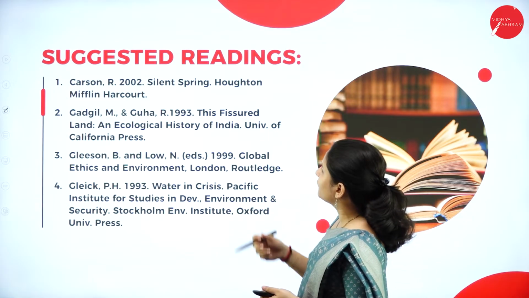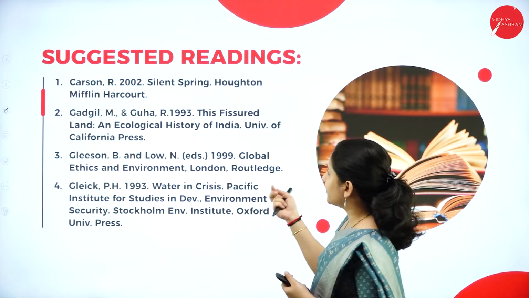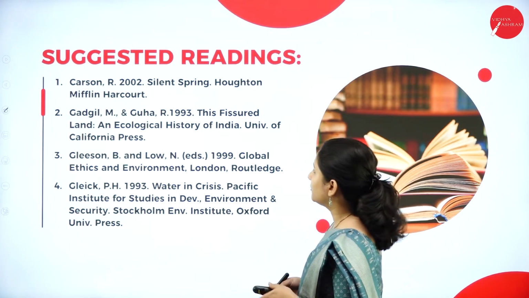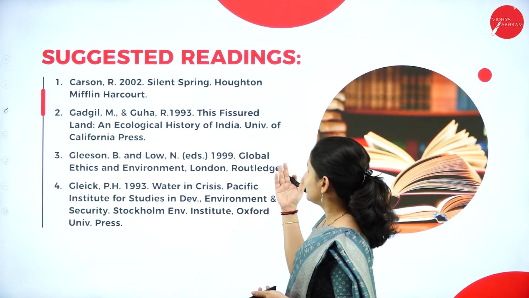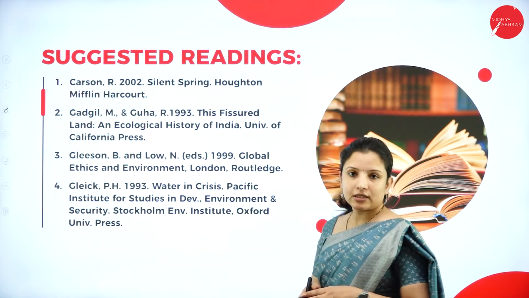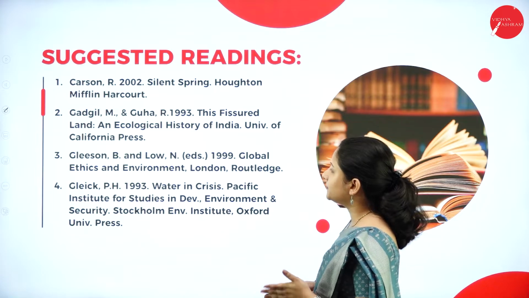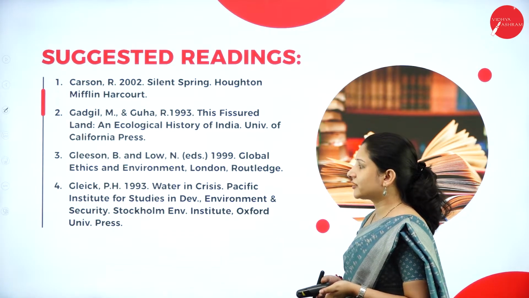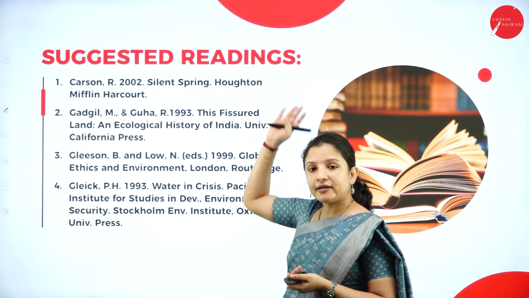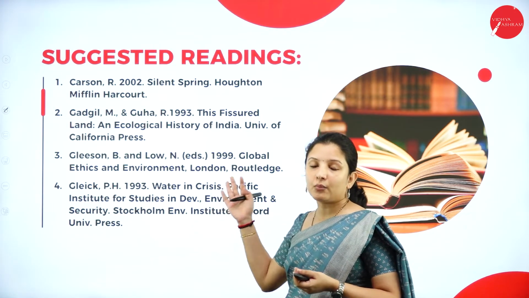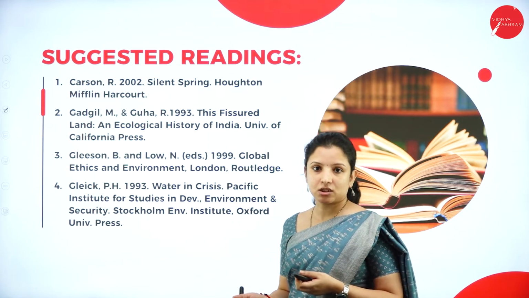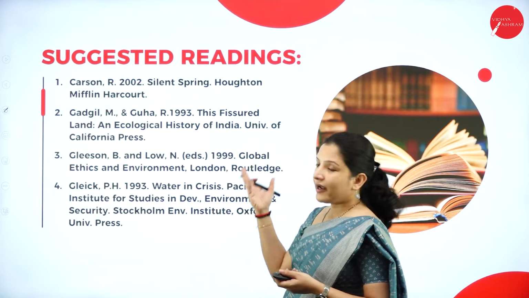Likewise, there are a lot of books depending on the different topics. If you need to study the ecological history of India, you have a particular book here, and you have books for global ethics and environment that was published by the London publications. Then you have to study about the water crisis. There, it's not that in one book you will get the entire topic. You will have to refer to a number of books because the topic gets distributed based on how the author has written the book, based on what the heading of the book is.